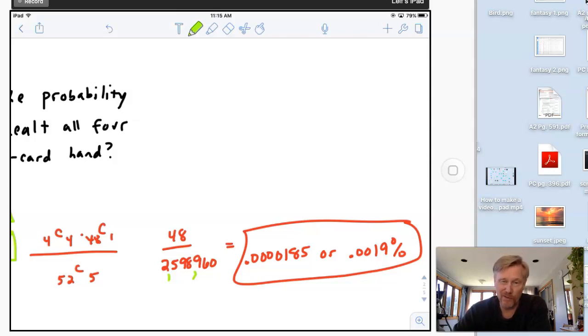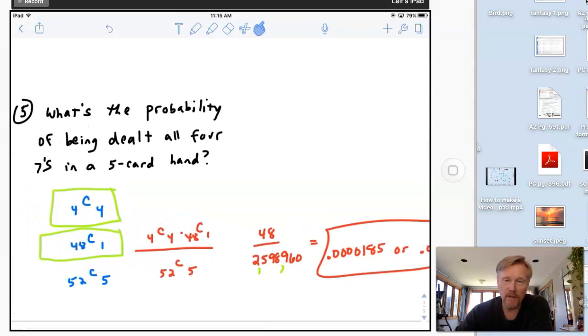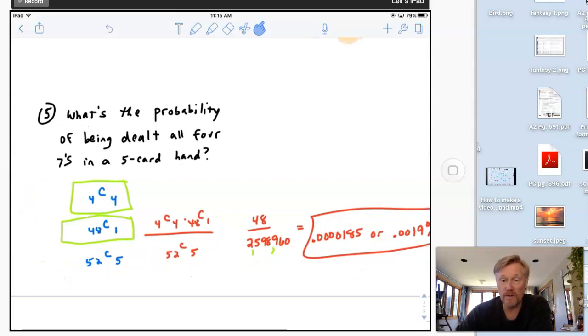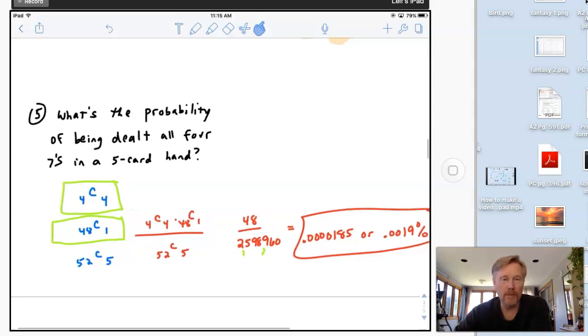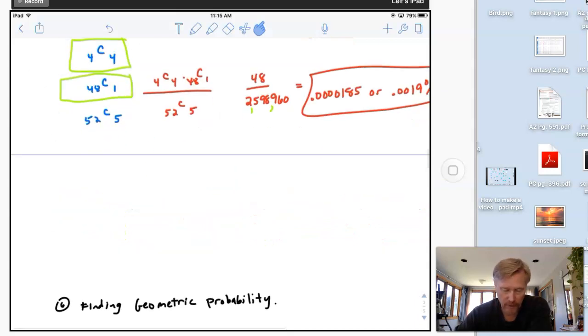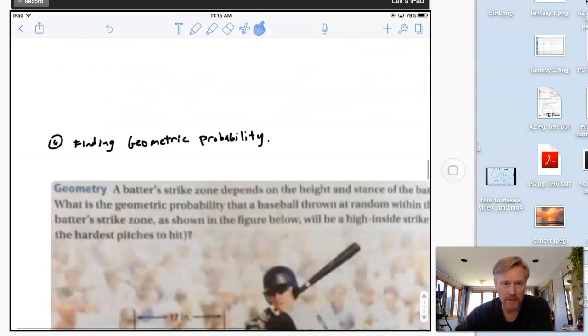So that's like 2 out of 1,000, or 1 out of 500. Really small chances, right? If you deal it out 500 times, it happens on average once. So chances of getting 4 sevens on a 5-card deal are slim. Okay, so that's that problem. Those are pretty neat, and some real-world applications there.